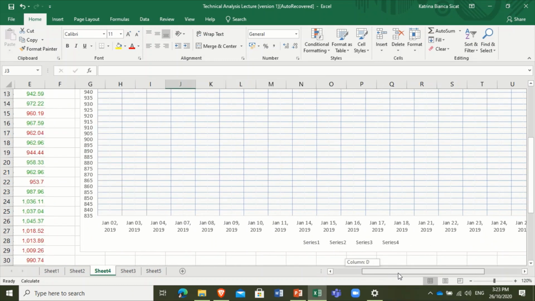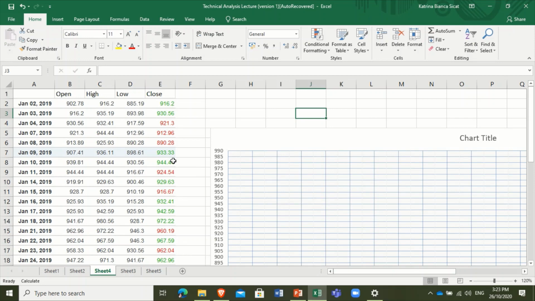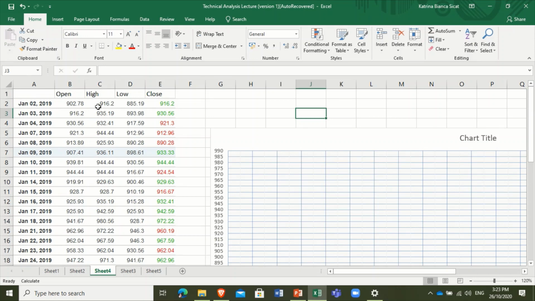Okay? So, ito ay 1 month lang naman. So, if you would want to create a chart na hindi gawa sa Excel, the first thing that you have to do is always look at your y-axis and your x-axis. So, tignan muna natin ano bang una nating pinaplot. Okay, the first thing that you have to plot is the high and low. Okay, so for January 2019, the highest of the day is 916.2 and the lowest is 885.19.